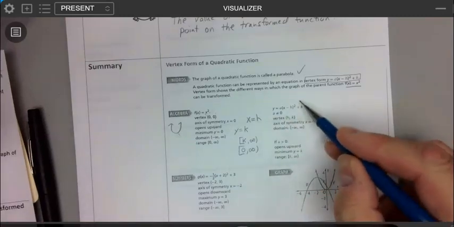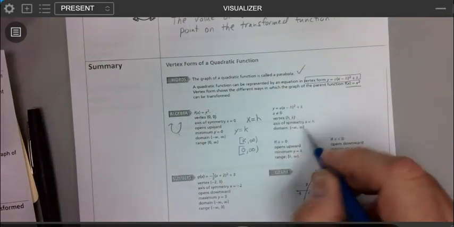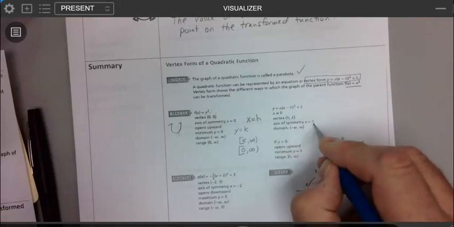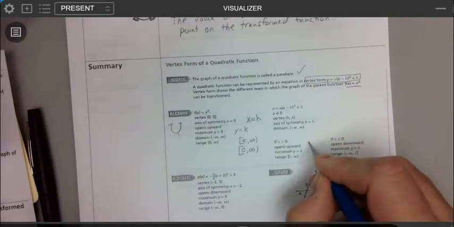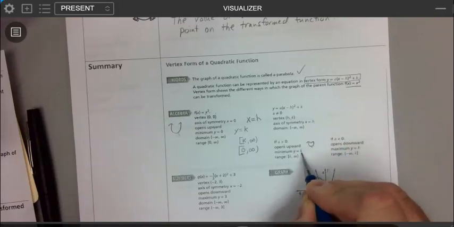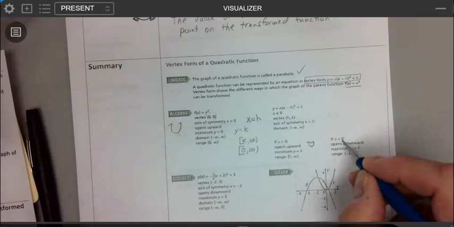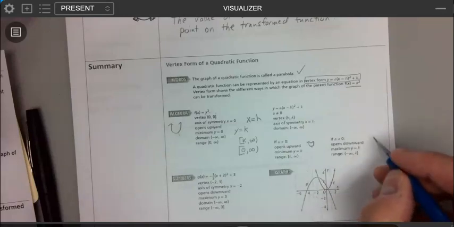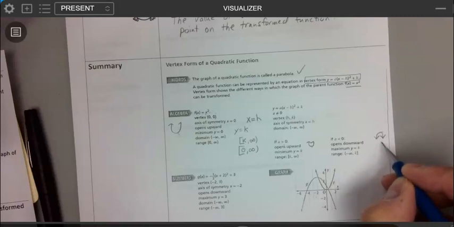When it's translated, again, a cannot be 0. Your vertex is h comma k, which we've already talked about. Your axis of symmetry is always x equals h. Your domain is all real numbers. If a is positive, it opens upward, going to look like this. Therefore, the vertex is a minimum at y equals k, and your range is k to infinity. If a is negative, it opens downward, like this. So your vertex is a maximum, again a value of y equals k. And the range is negative infinity to k.